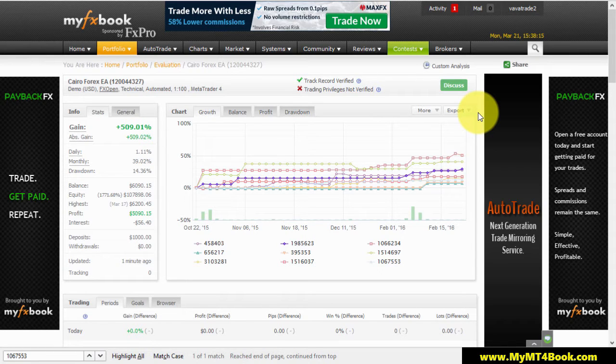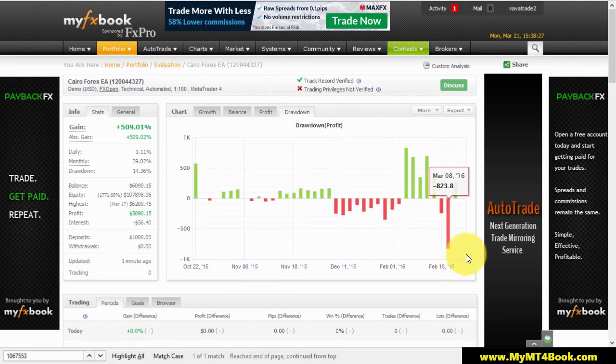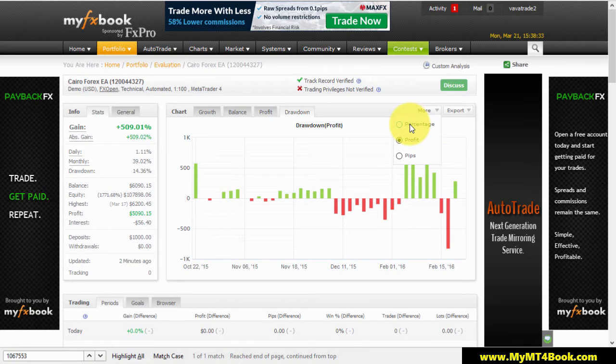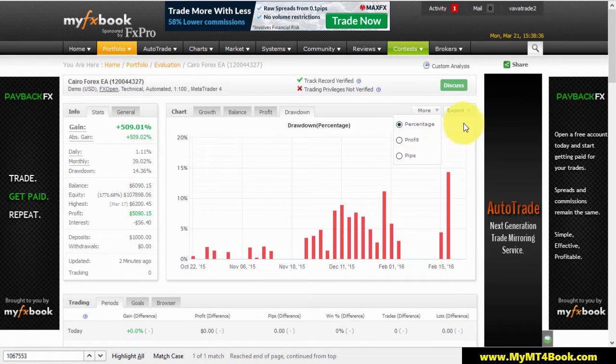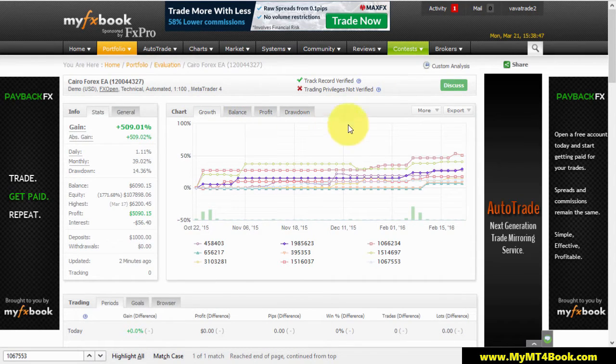Together they produced a 509% gain with a return to drawdown ratio of 14. I would say those are quite good results. So drawdown is not that big, and let's choose the percentage. Here we go. So drawdown is not that big, return is quite good. So I would say that this trading strategy is quite good. I can see that on one day, it was maximum 4.3 loss traded.